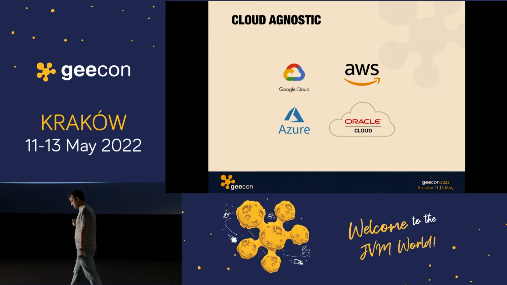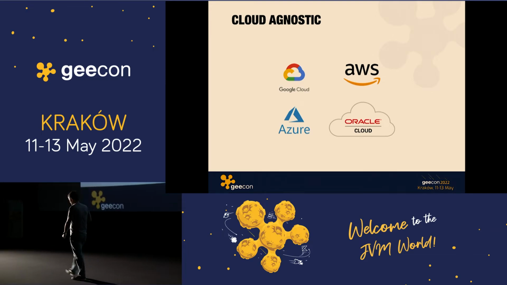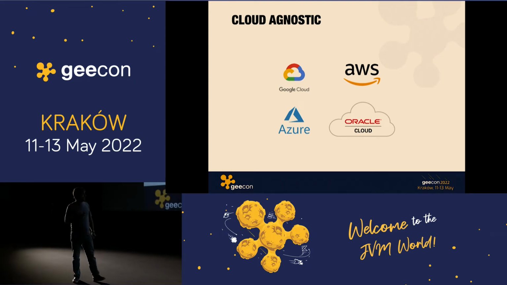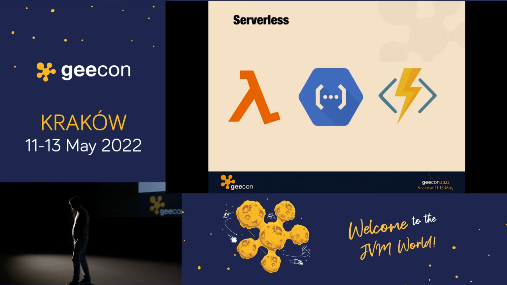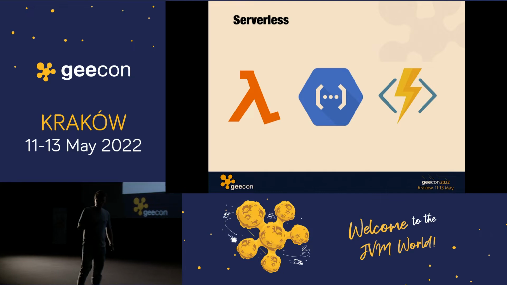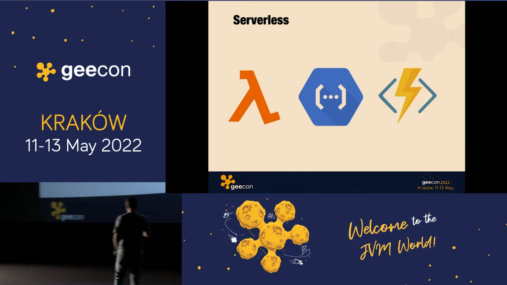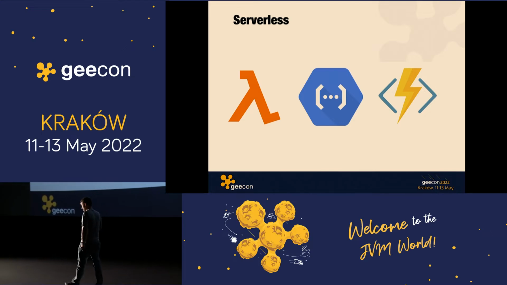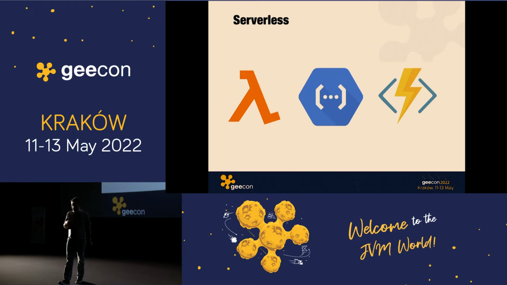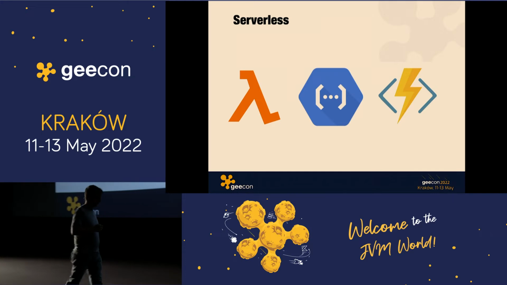We are also cloud agnostic. We have many features to work with different cloud vendors. We support the 4 major cloud vendors: AWS, Google Cloud, Azure, and Oracle Cloud. We have a really interesting story in serverless. You can write Micronaut applications and deploy them to AWS Lambda, Azure Functions, or Google Cloud Functions. We also support generating a GraalVM native image of your function really easily, so that you are able to overcome the problems with cold startup in serverless scenarios such as Lambda.